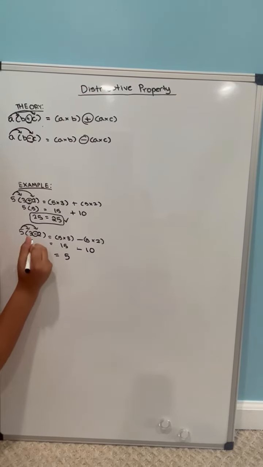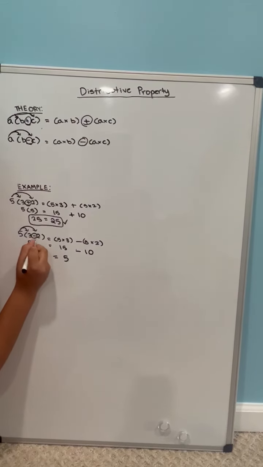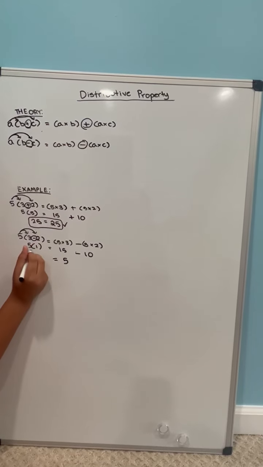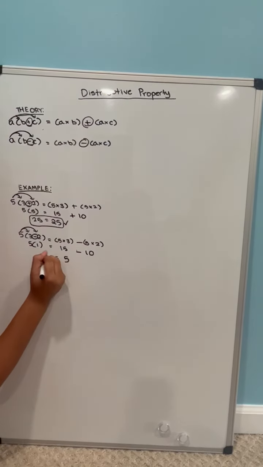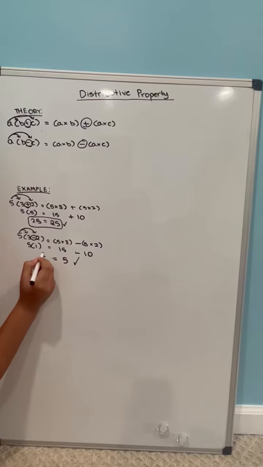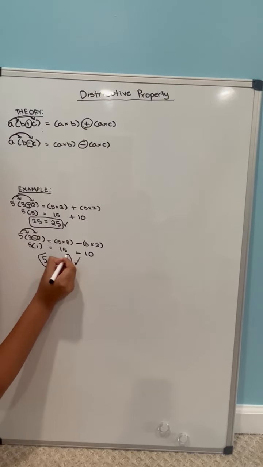Now you can simplify over here too. So 3 minus 2 is 1. Now 5 times 1 is 5. So this is correct, and this is how you check your work for subtraction.